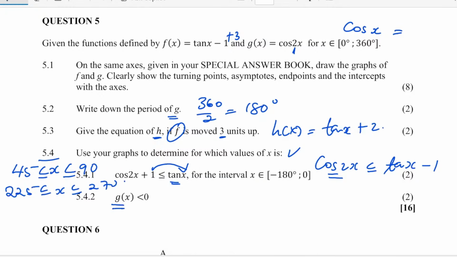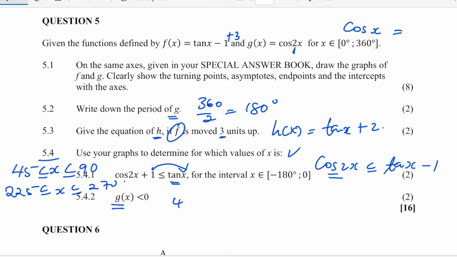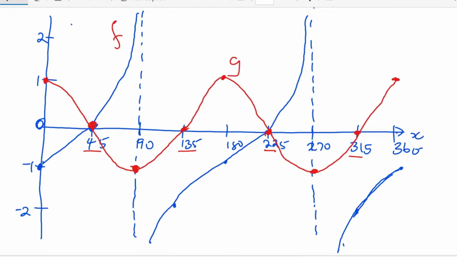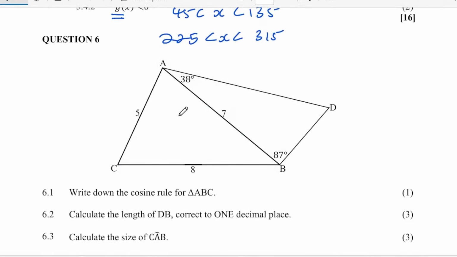Then where do you find the g of x to be below 0? G of x to be below 0 is between 45 and 135, and then 225 and 315. Okay, so 45 is less x is less 135, and then we said that it is 225 to 315. All right, then question number 6.